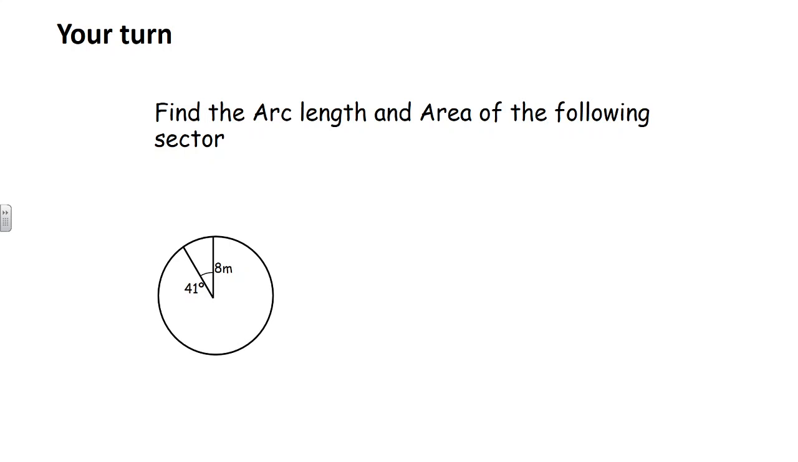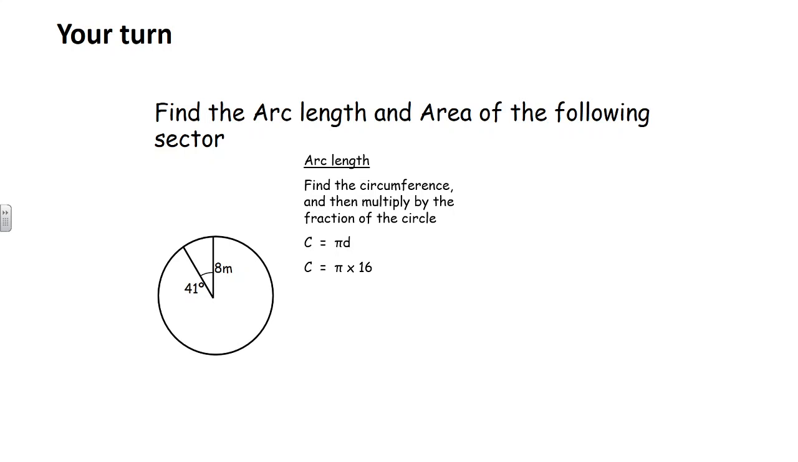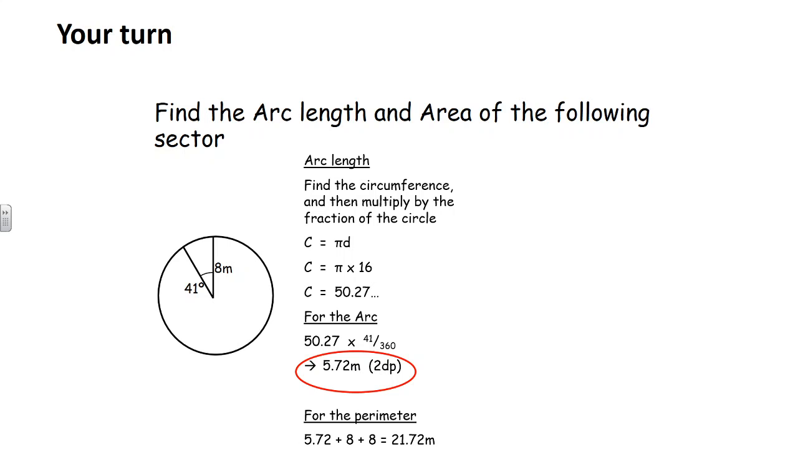Okay, let's see how we did. For your arc length, you should have done pi times 16 because the diameter is 16 and got the full circle as 50.27 and multiplied your full circle by 41 out of 360. So for your arc length, you should have got 5.72 metres, or around 5.7 if you've done it to one decimal place. For the perimeter, we just need to add on our radius twice, so add on an 8 and another 8, or add on 16, and you should have got 21.72.